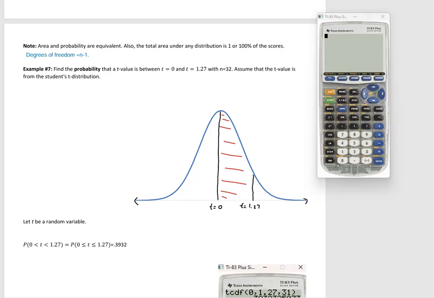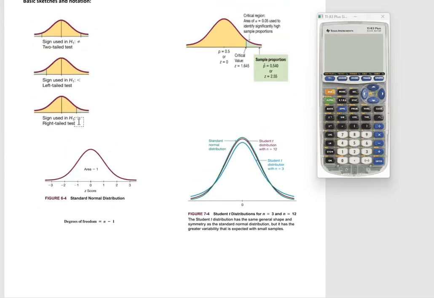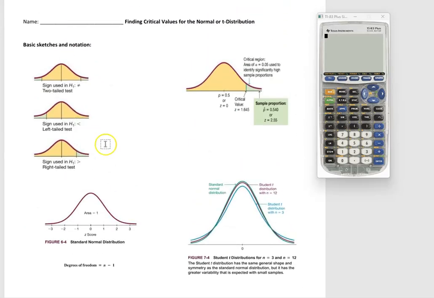Hi class, in this video we're going to go over example 7, 8, and 9. So just a couple portions of importance for the distributions. Now remember that the total area under the curve, if it's a distribution, is going to be 100% of scores.